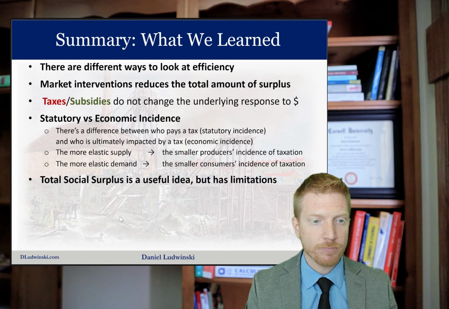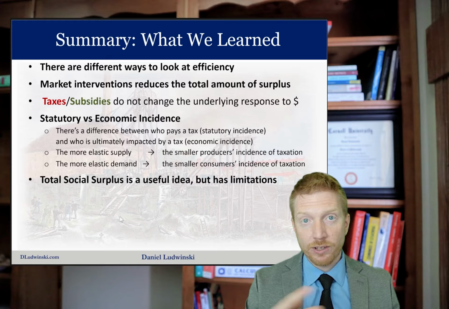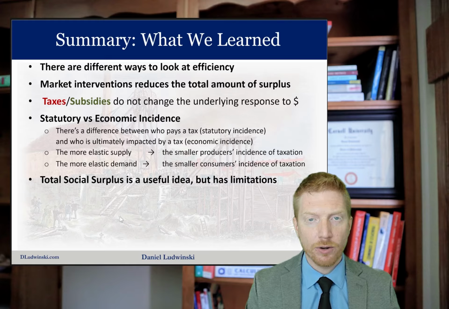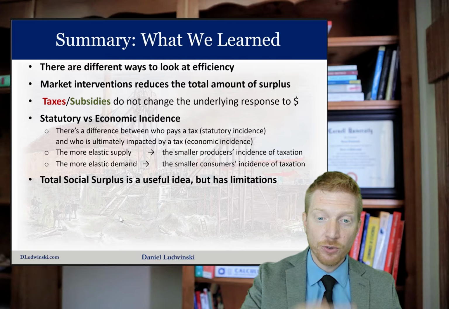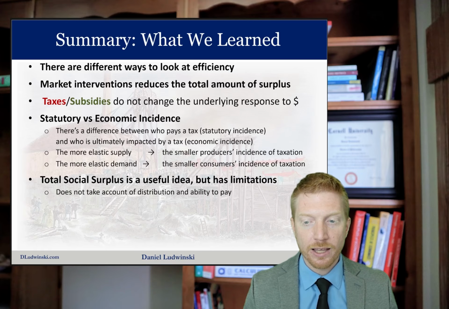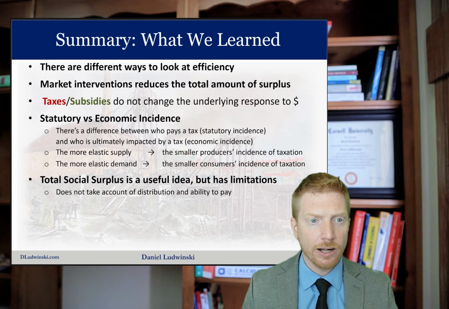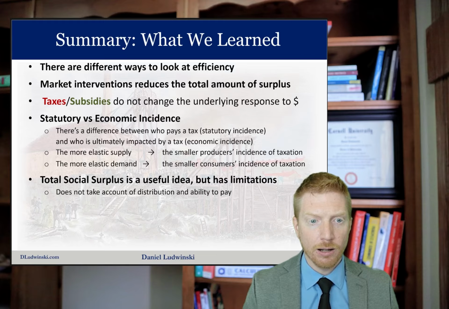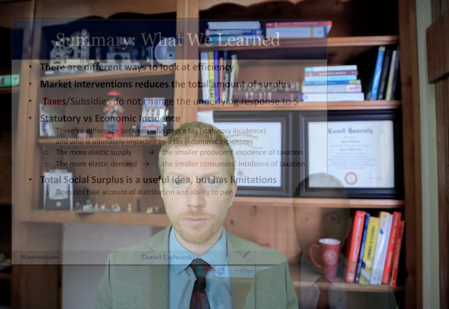We also, in this last section, talked about the total social surplus, how it's useful, but it also has its limitations. It doesn't take into account the distribution, it doesn't look at the ability to pay, and it assumes perfect markets.